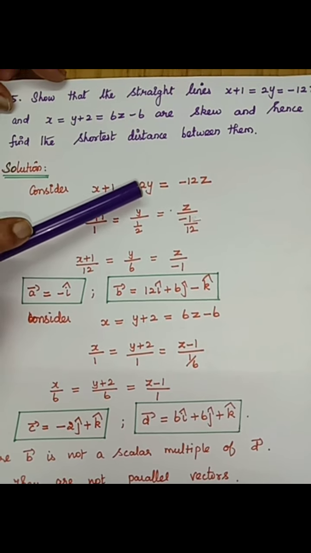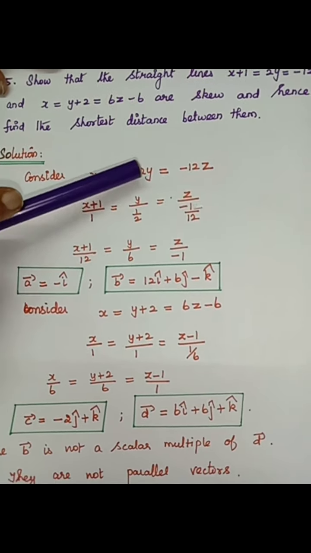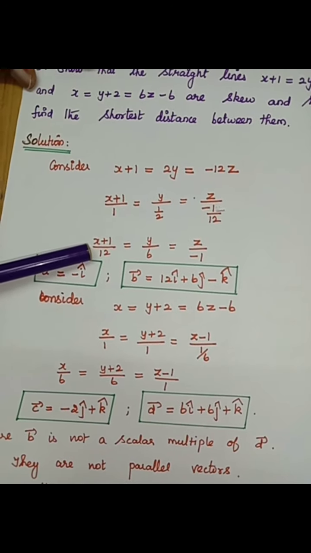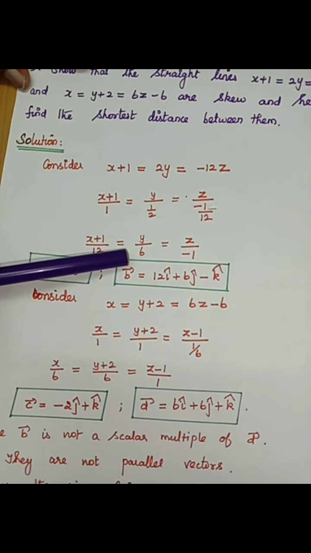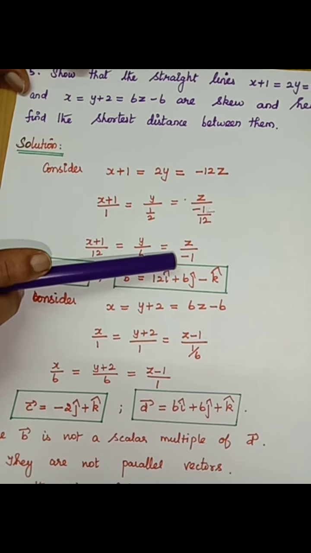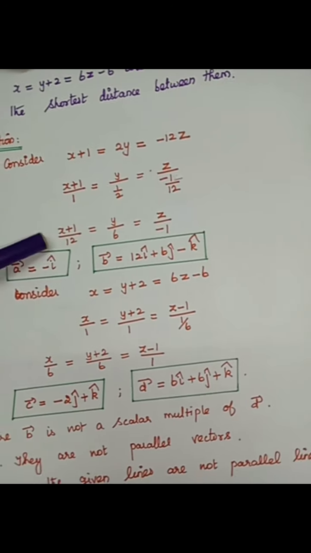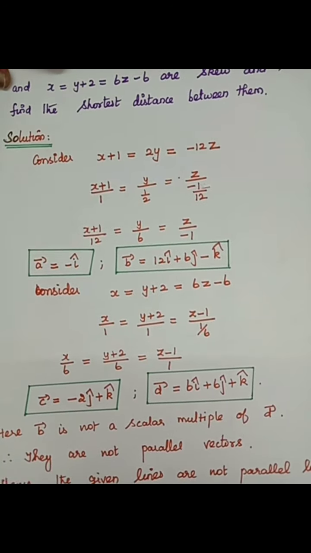Consider the first one: x plus 1 is equal to 2y is equal to minus 12z. This can be written as (x plus 1) by 1 is equal to y by (1 by 2) is equal to z by (minus 1 by 12). To avoid fractions, you have to consider the LCM of 2 and 12, that is 12. So the denominator has to be multiplied by 12. So 1 into 12 is 12, 12 by 2 is 6, minus 12 divided by 12 is minus 1. So we brought it to the format of the line, and we are avoiding the fraction also.